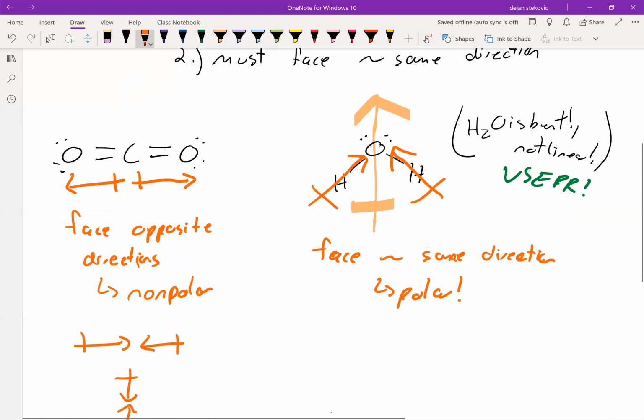So they can be polar if they're facing the same direction, right? They could both be facing kind of upwards, maybe they're both facing kind of downwards. You can have more than two dipole arrows, but if they're facing approximately the same direction, it's going to be polar. If they're facing opposite directions, nonpolar. And then, of course, remember that carbon-hydrogen bonds are nonpolar as well.